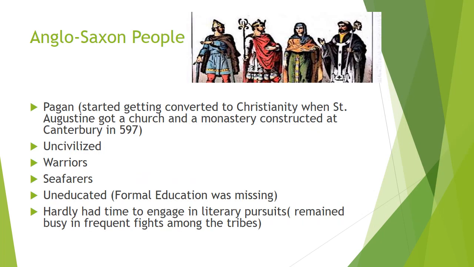If we talk about Anglo-Saxon people, they were pagans, means they were non-Christian people, but started getting converted to Christianity when Saint Augustine got a church and a monastery constructed at Canterbury in 597. They were uncivilized people, uneducated people, they were warriors, they kept on fighting. There were numerous fights among different tribes. They were seafarers, and no formal education was there, and because they kept on fighting, that is why they hardly had time to engage themselves in literary pursuits.